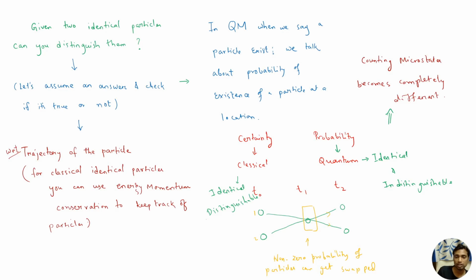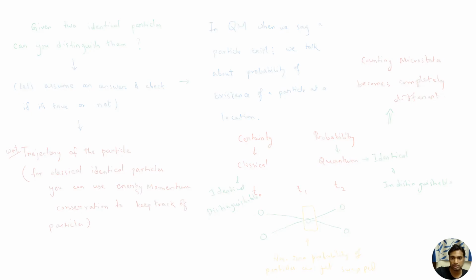So this is a very fundamental fact that differentiates classical and quantum particles. Classical particles are identical but distinguishable. But in quantum mechanics, the particles are identical as well as indistinguishable. You cannot differentiate, so you cannot label them particle 1 and particle 2. So that's the crux of this discussion.